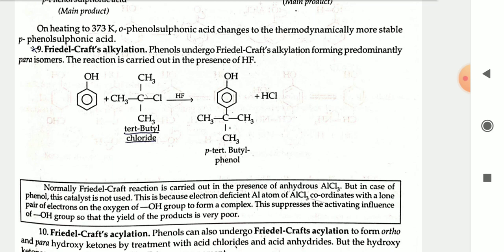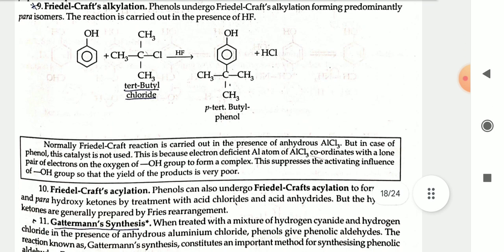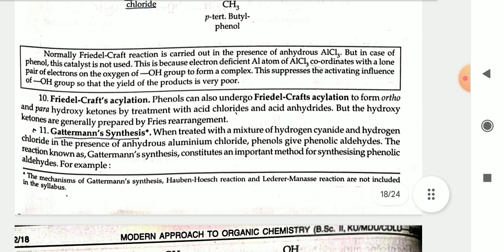Ninth is Friedel-Crafts alkylation. Phenol undergoes Friedel-Crafts alkylation, forming predominantly para isomers. The reaction is carried out in the presence of HF. Normally, the Friedel-Crafts reaction is carried out in the presence of anhydrous AlCl3, but in the case of phenol, this catalyst is not used. This is because the electron deficient aluminium atom of AlCl3 coordinates with a lone pair of electrons on the oxygen of the OH group to form a complex. This suppresses the activating influence of the OH group, so that the yield of the product is very poor.